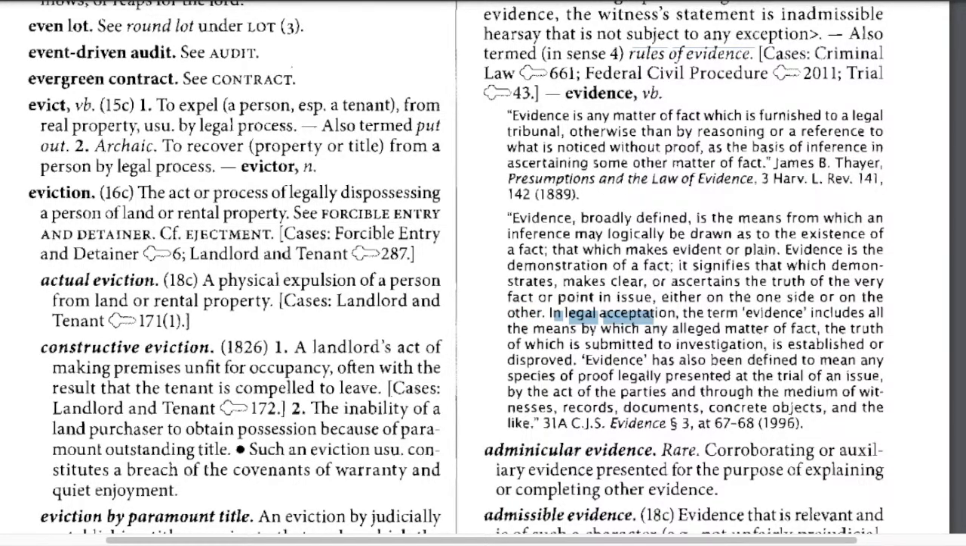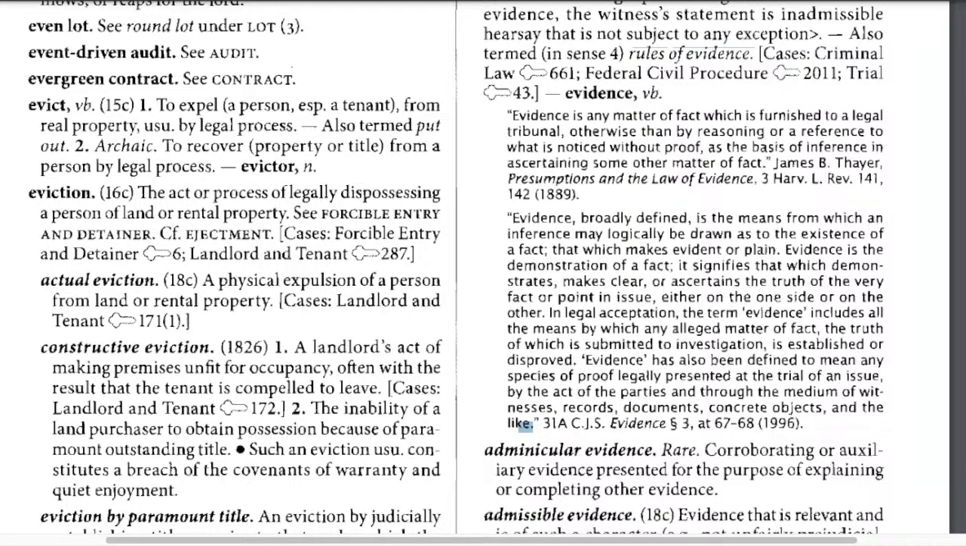In legal acceptation, the term evidence includes all the means by which any alleged matter of fact, the truth of which is submitted to an investigation, is established or disproved. Evidence has also been defined to mean any species of proof legally presented at the trial of an issue by the act of the parties and through the medium of witnesses, records, documents, concrete objects, and the like. Beautiful stuff. That's a great illustration, I guess, clarification of evidence.